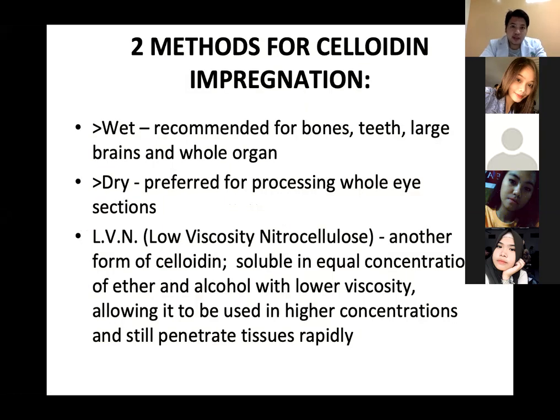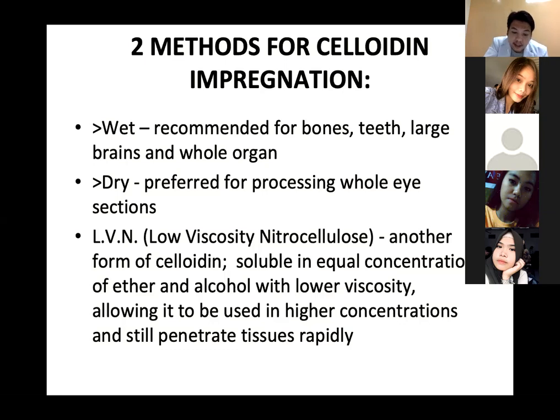Okay, so two methods for celloidin impregnation. We have wet and dry. Wet is recommended for bones, teeth, large brains, and whole organs. For dry, we prefer it for processing the whole eye. So for wet, after usual fixation and dehydration of the tissue, it is placed in equal parts of ether and alcohol for 12 to 24 hours. The tissue is then placed in a thin celloidin, 2 to 4%, for 5 to 7 days.